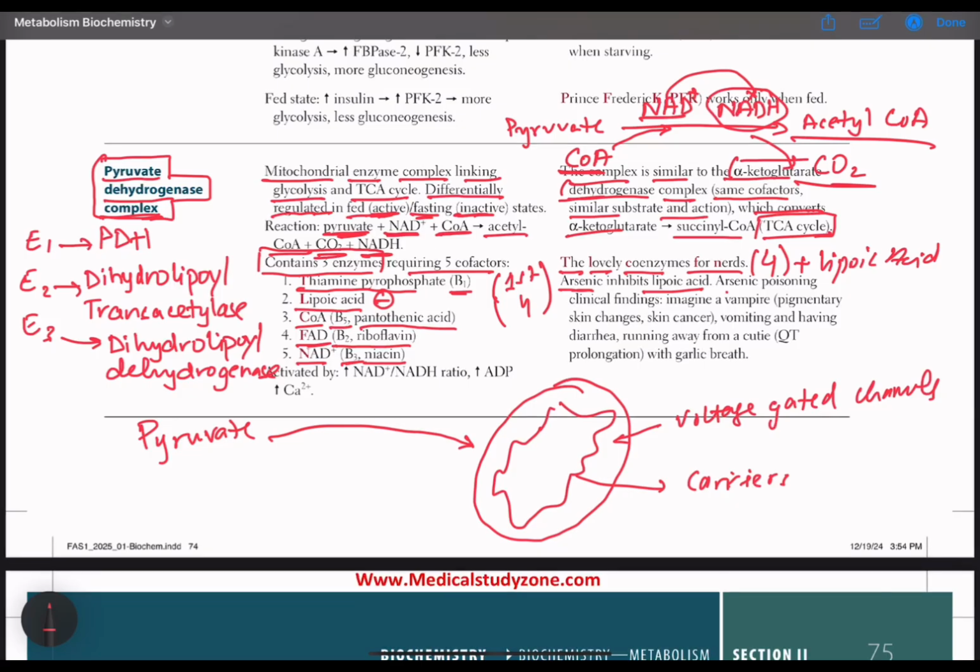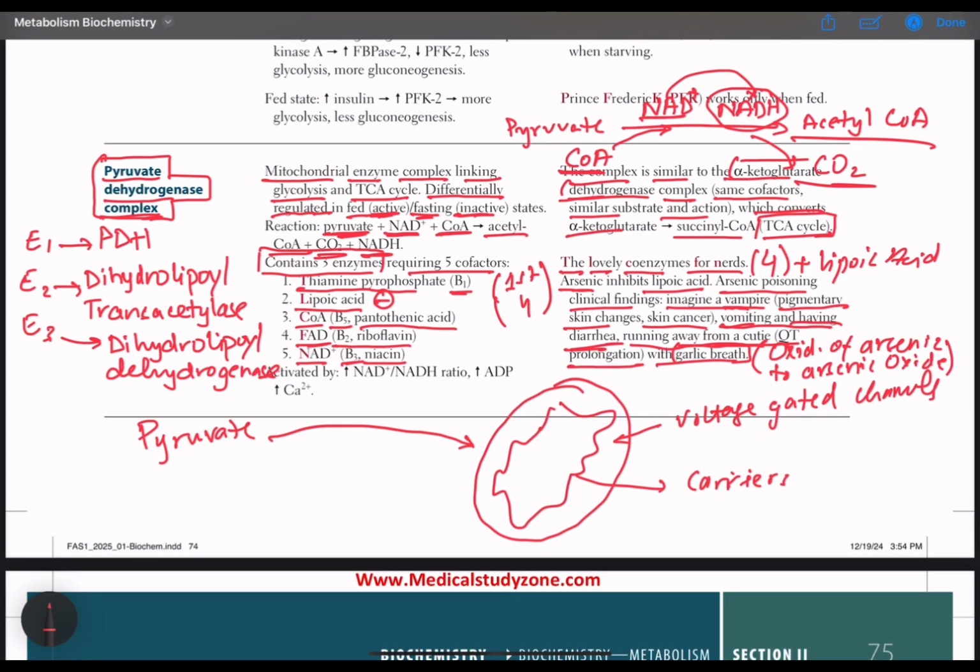So the clinical findings of arsenic poisoning: imagine a vampire. The mnemonic for it is a vampire vomiting and having diarrhea, running away from a cutie with garlic bread. So a vampire for pigmentary skin changes and skin cancer caused by arsenic. Then the patient also has GI symptoms. It has cardiovascular symptoms like QT prolongation, and there is a characteristic garlic smell or garlic bread smell. It is due to the oxidation of arsenic to arsenic oxide.